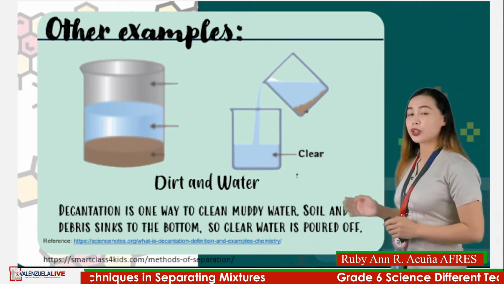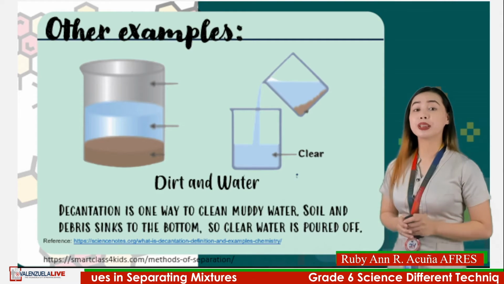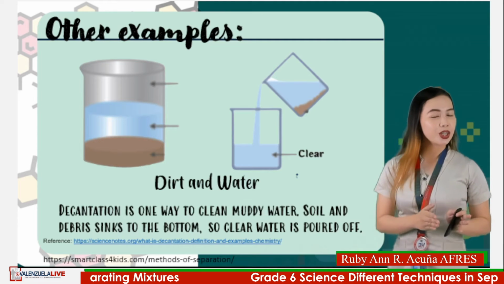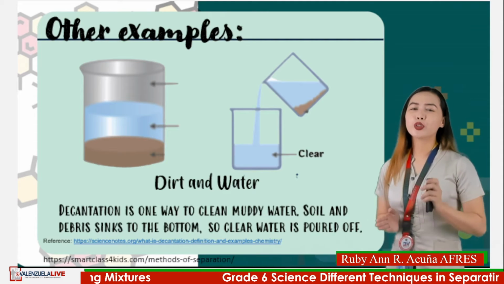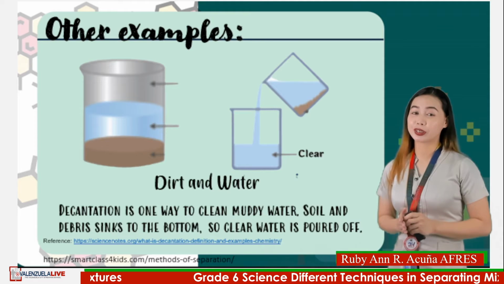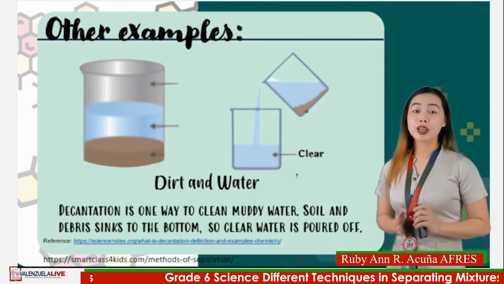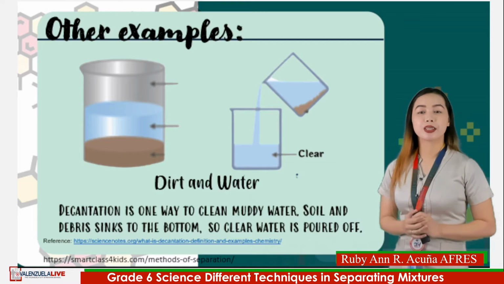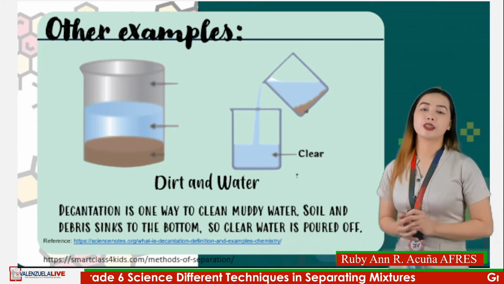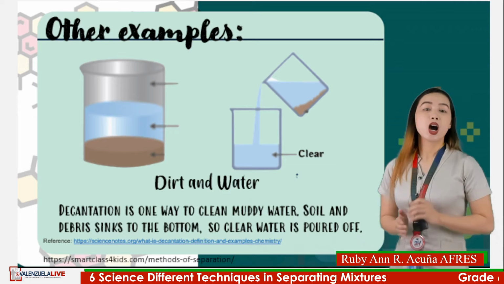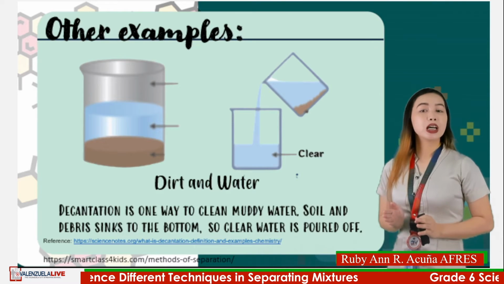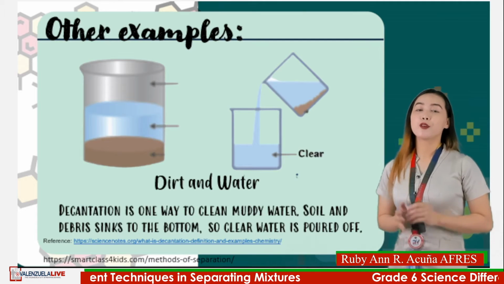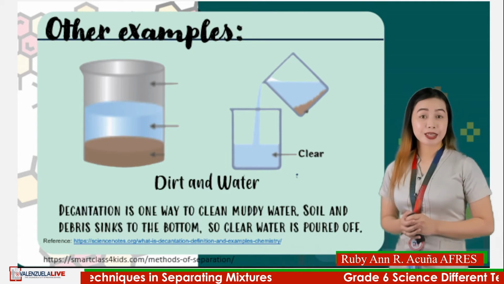Decanting water isn't sufficient to completely purify it because some particles like bacteria and viruses are too little to sink with the dirt. Other particles dissolve in water like heavy metals and pesticides. Even after the decantation process, other methods are needed to produce drinking water like filtration or distillation.